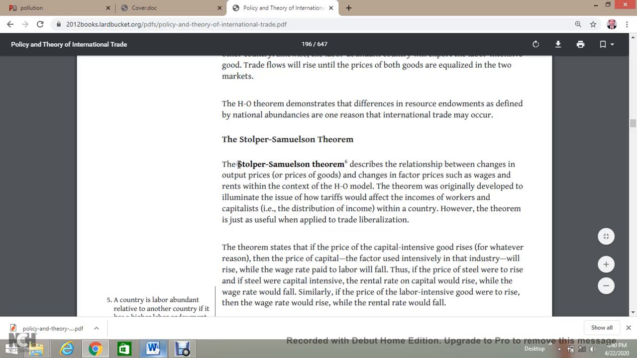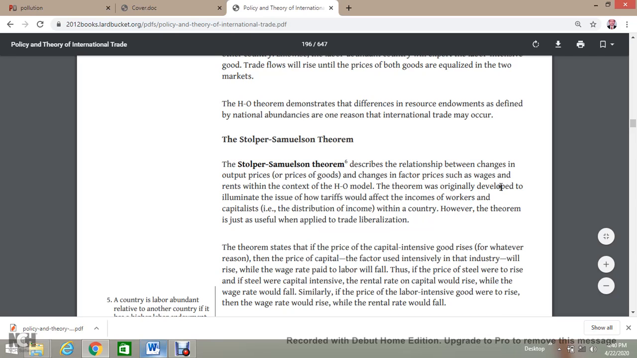In this theorem, Stolper and Samuelson wanted to find a relationship between the changes in the prices of the commodities and the changes in the factor prices. The factor prices means all those factors which are used in producing the goods and commodities. If there is any change in the price of the commodity, there will be a change in the factor prices. So let us today discuss this theorem.